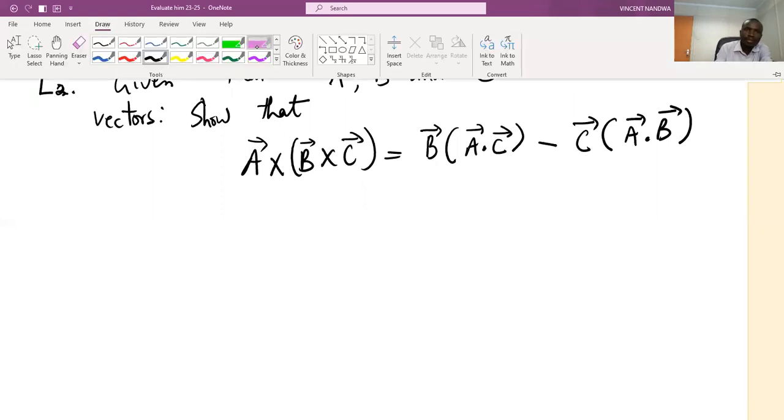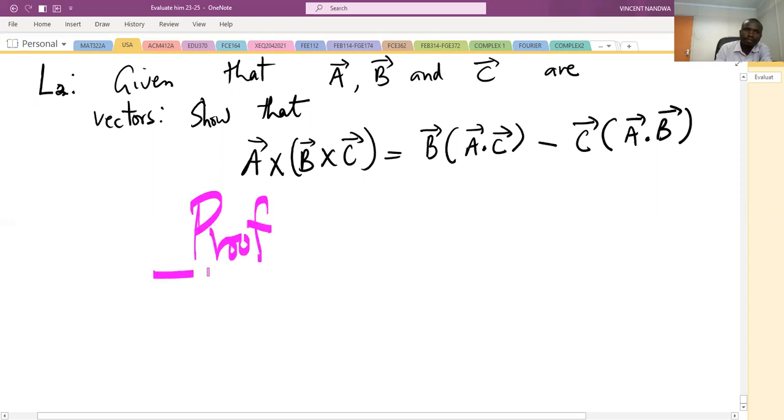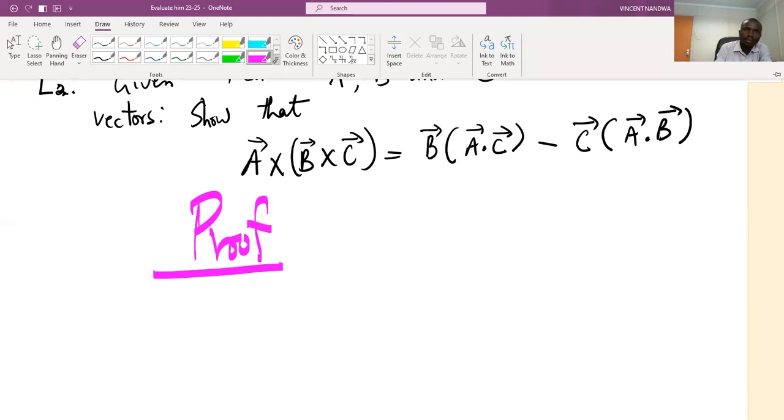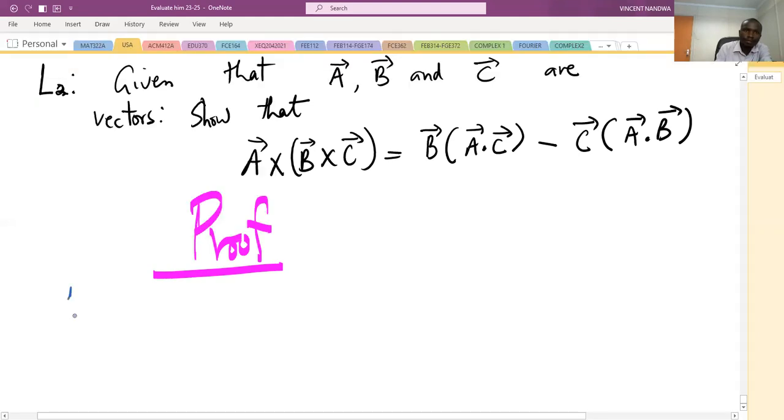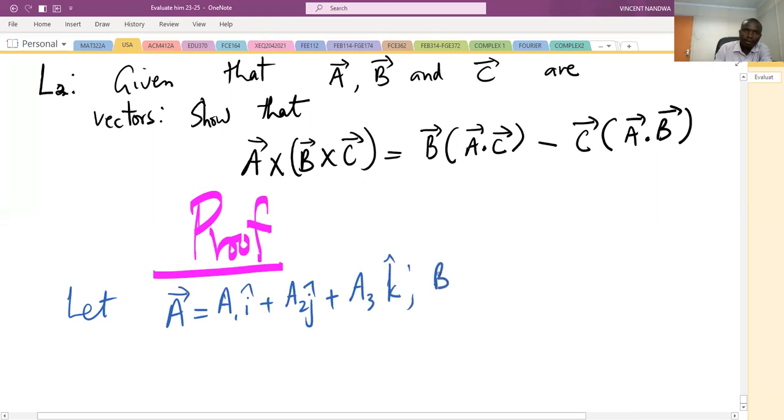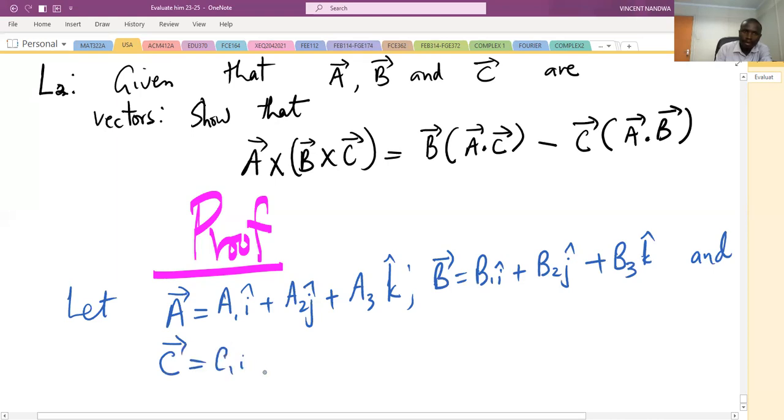So the proof. Let A be given by A1 i plus A2 j plus A3 k, B be given by B1 i plus B2 j plus B3 k, and C be given by C1 i, C2 j, C3 k. So let those be the three vectors.